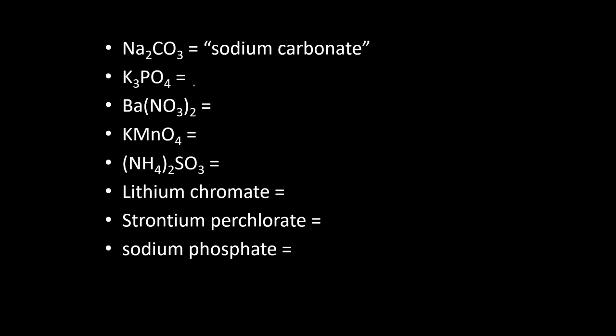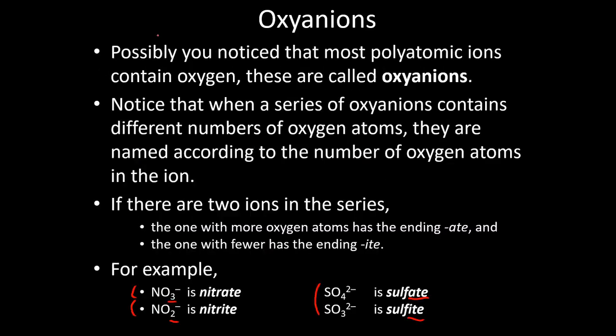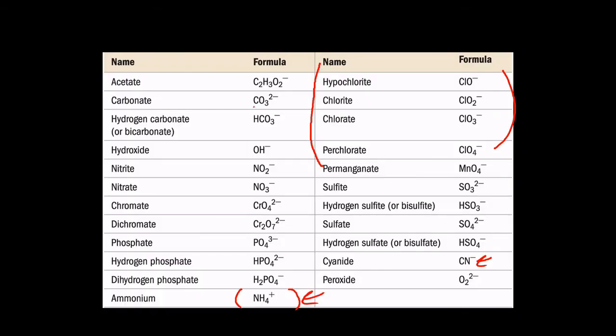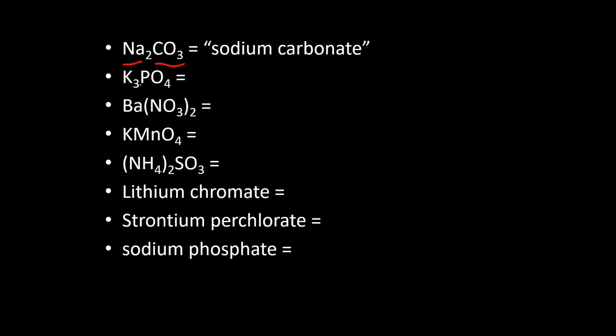But for these, to name these, once again, you're just going to take the name of the metal and then the name of the polyatomic ion. So I'll do the first 3 here with you, and then I'll let you practice with the next ones. The first one here is just given to us. We have sodium, and then this is carbonate. And obviously you probably don't know that off the top of your head, but if you go back to the list, there it is, CO3, and it has a 2- charge, which is why we needed 2 sodiums here to balance out the charge. And so it's just sodium carbonate.